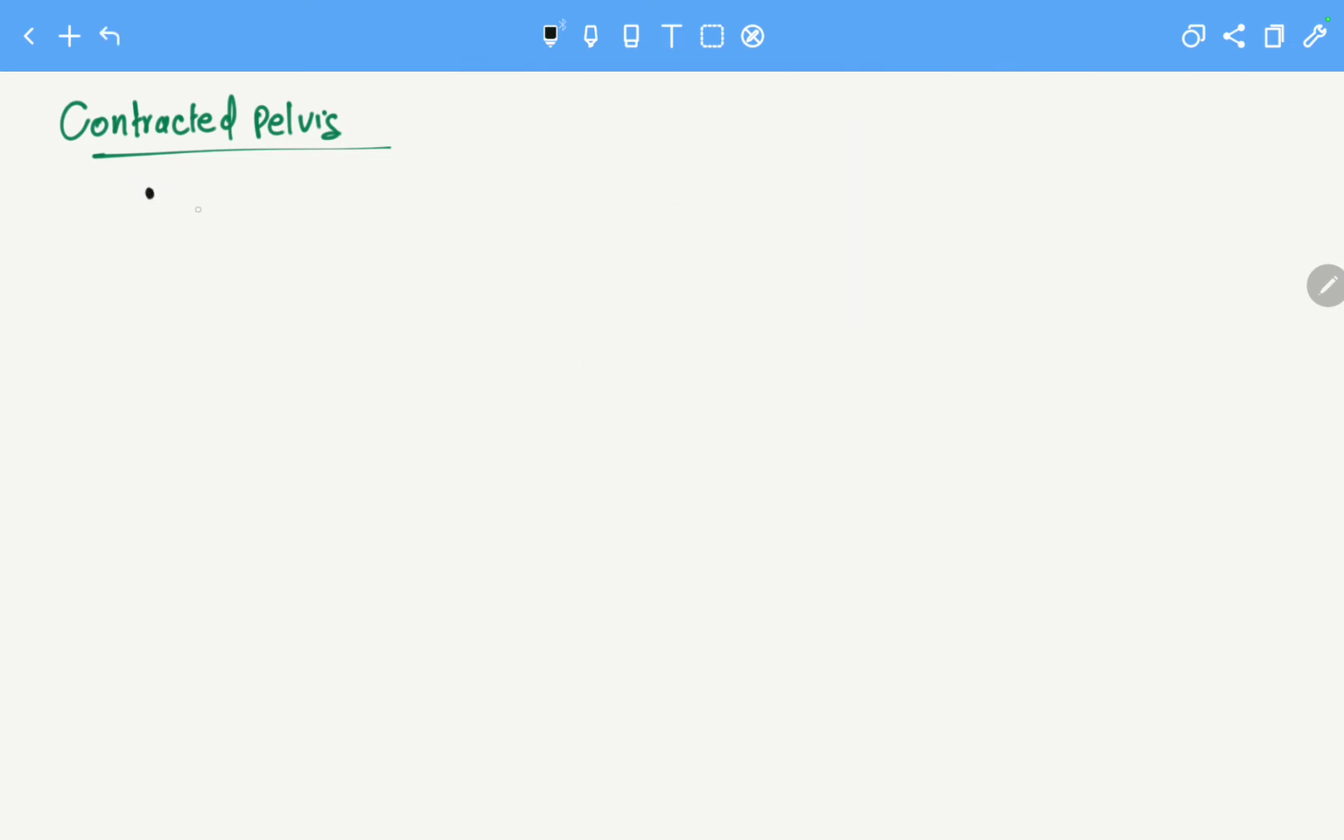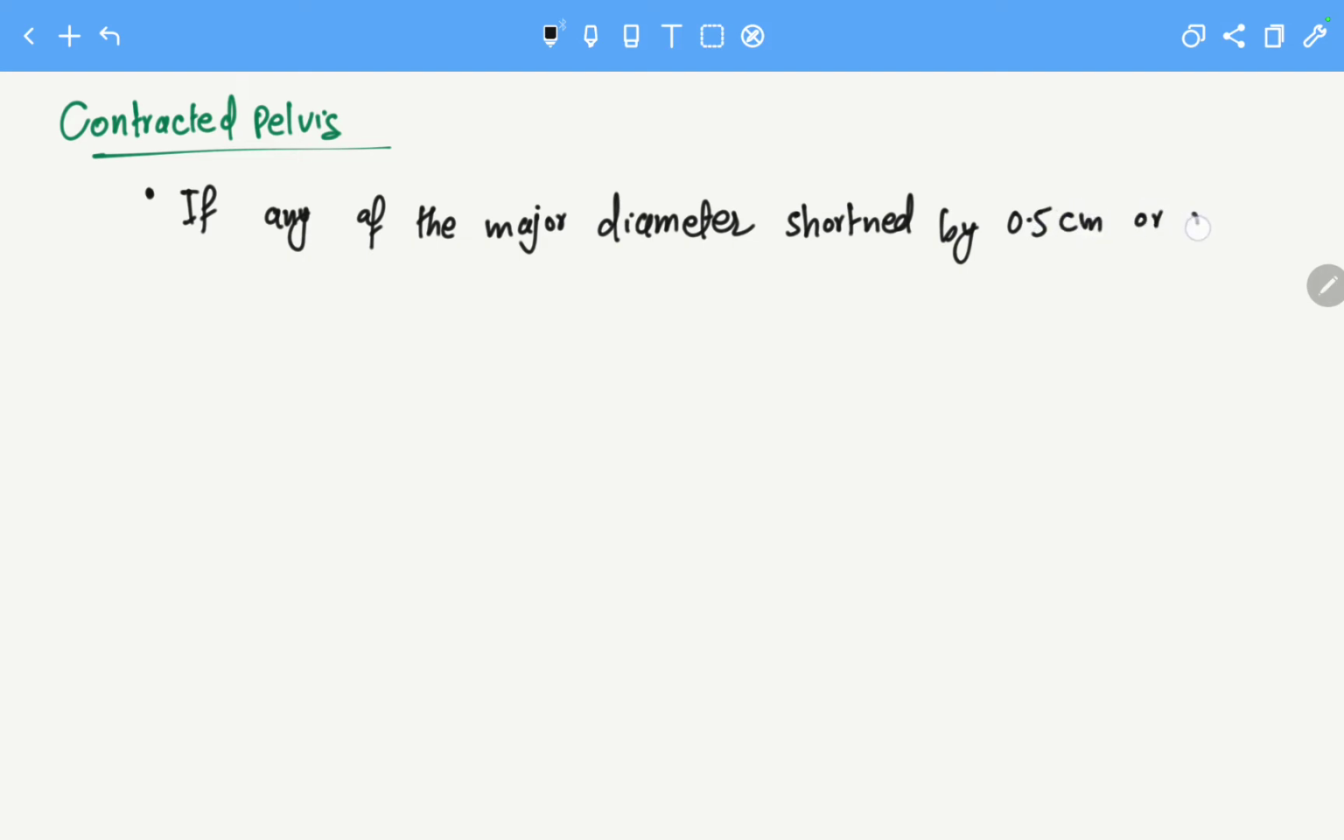So let's write here first. If any of the major diameters that I have mentioned in the last slide, that means AP, transverse or oblique diameter, if any of the major diameters is shortened or decreased by 0.5 centimeter or more, 0.5 सेंटीमीटर या इससे ज़्यादा से भी अगर कम हो गया कोई भी एक डायमीटर, तो that would be the case of contracted pelvis, right?